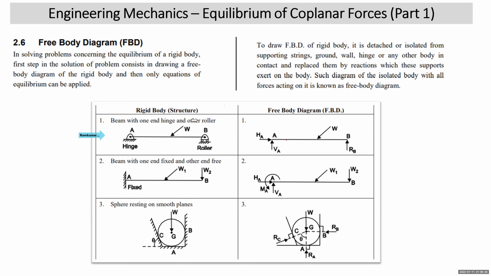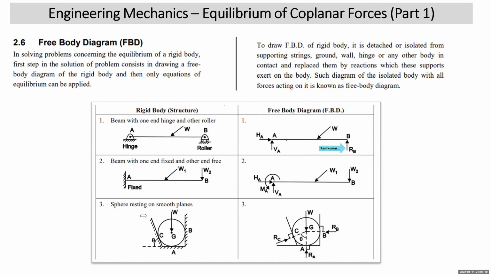Can you see that here you have a beam? Beam means like a bar, which is hinged at A and roller supported at B. Can you see that? Now on the right side, we have drawn the free body diagram. Here the hinge will exert two reactions, one horizontal, one vertical, HA and VA. And the roller will exert one reaction normal to the plane. The plane on which the roller is resting is horizontal, so the reaction exerted by the roller will be vertical.